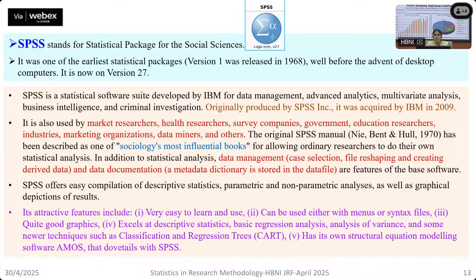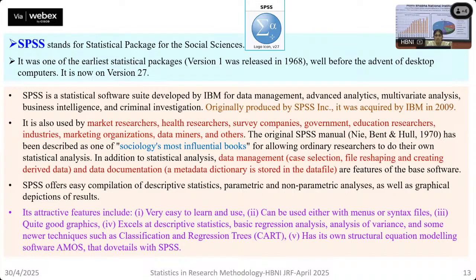So it can be used in any syntax or menu. There is no restriction for using it on a particular platform only. Graphics are also visibly good. Then it can be used for descriptive statistics, as well as regression, correlation, analysis of variance, whatever we discussed during all the previous lectures, all can be done. When you are handling a large volume of data, this SPSS comes very handy.